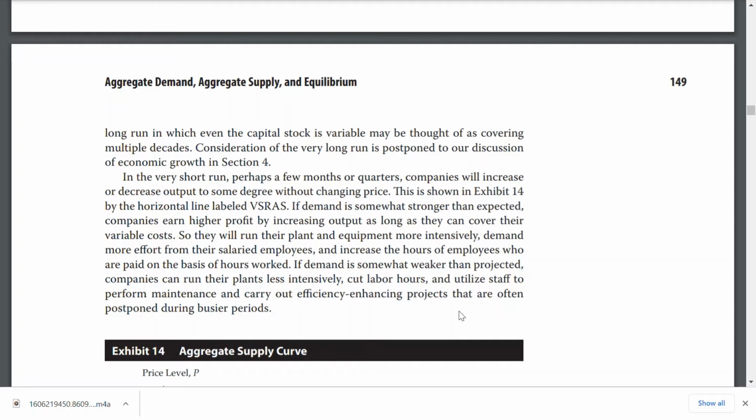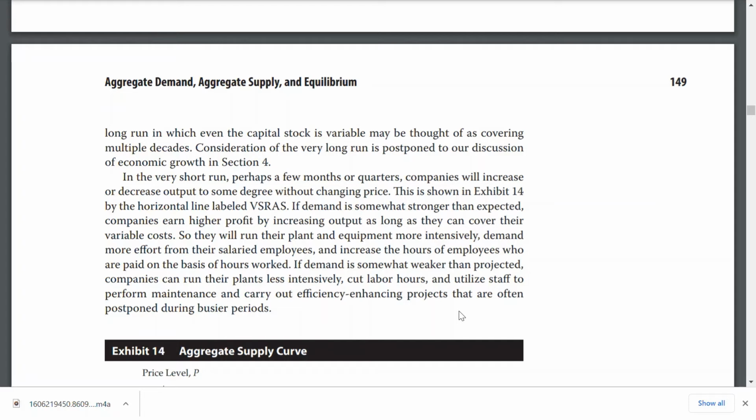In the very short run, perhaps a few months or quarters, companies will increase or decrease output to some level without changing price. This is shown in Exhibit 14 by the horizontal line labeled VSRAS. If demand is somewhat stronger than expected, companies have higher profits by increasing output as long as they can cover their variable costs. So they will run their plants and equipment more intensely, demand more effort from their salaried employees, and increase hours of employees who are paid on the basis of hours worked.